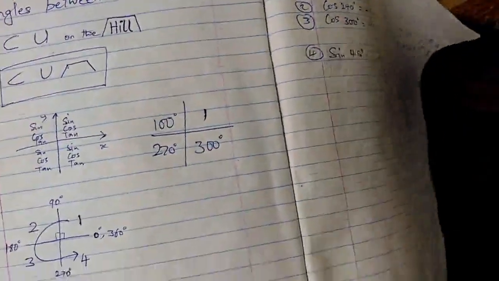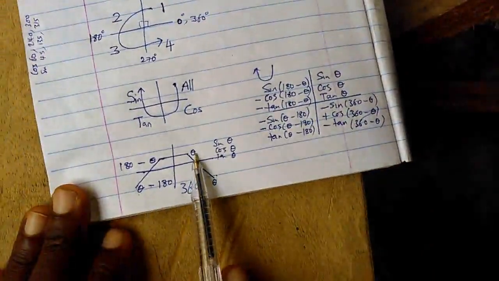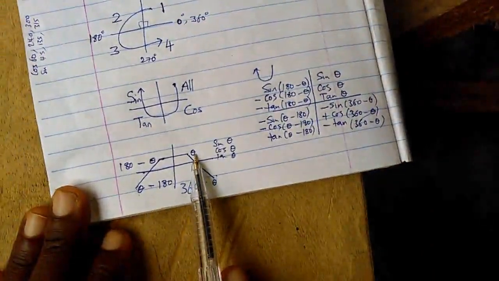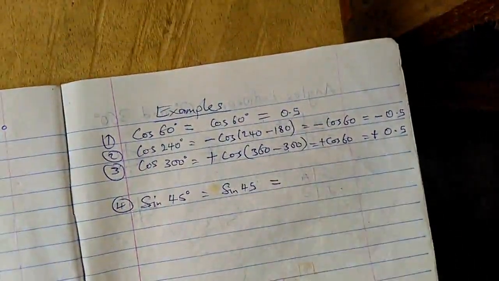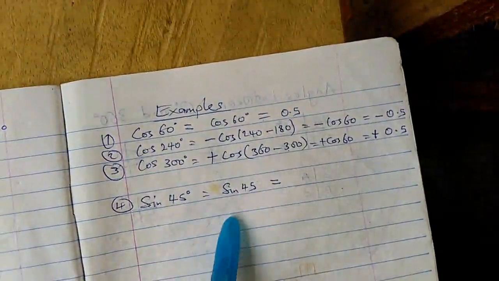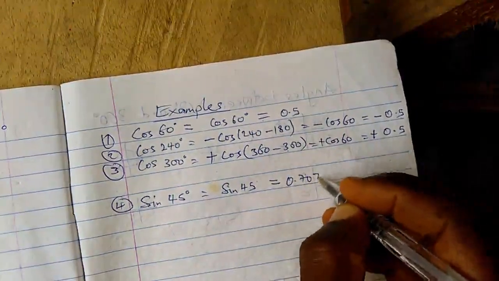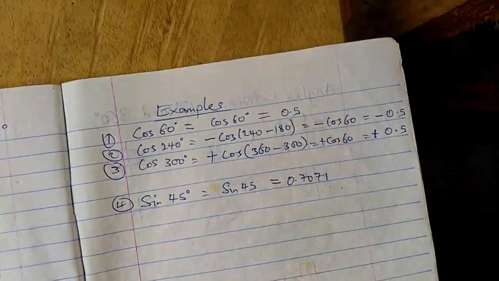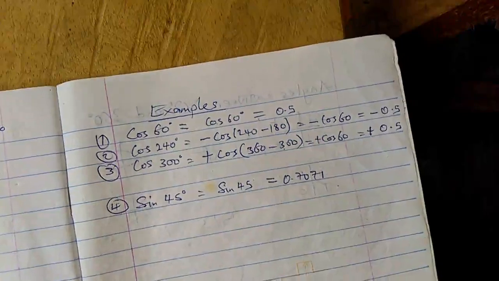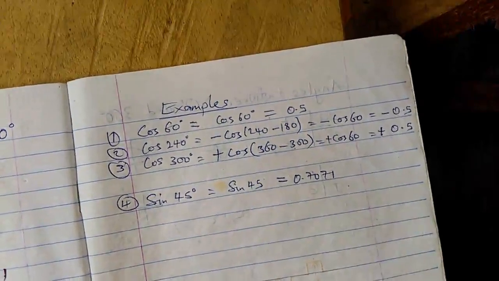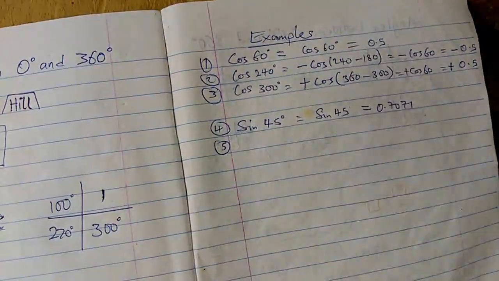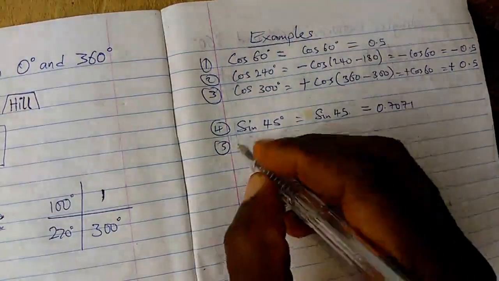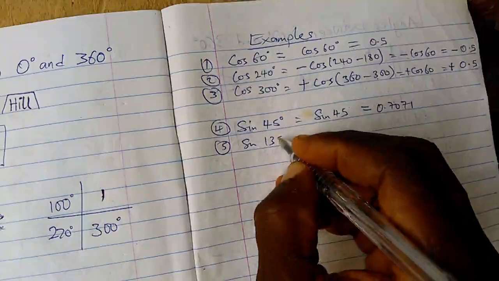Then what do we do with the angle there? We don't subtract. We use the angle like that. So you have 45. And that will give you sine 45 is 0.7071. You can check it up in your calculator or from your lookup table, 4-figure table. It will give you that. Now let's get to another one. Example 5. Sine 135 degrees.